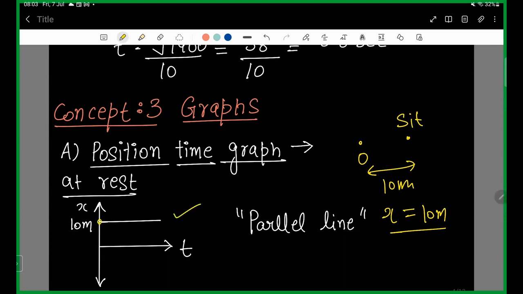So you can see your x is 10 meters, x is 10 meters at all times. It is not changing. So whenever something is not changing with time, you get a parallel line. Okay, so your x remains constant, a parallel line or constant line. Your position remains constant with time. This is how you plot a graph.